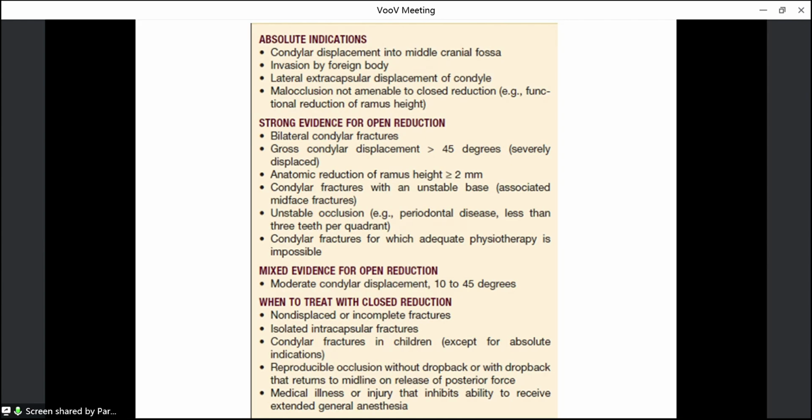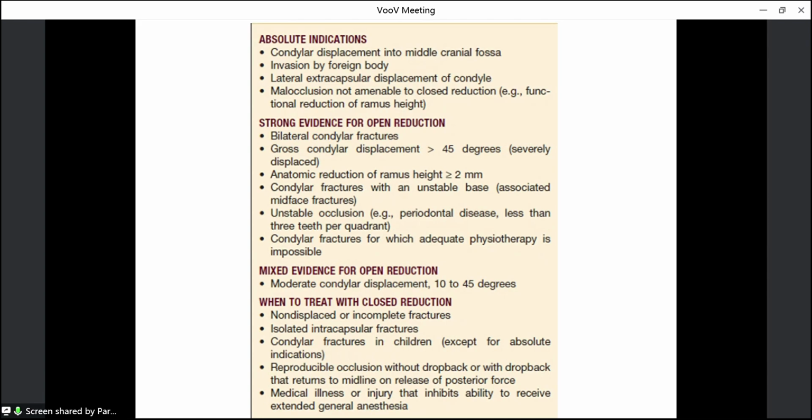Condylar fracture with an unstable base. If it is associated with a midface fracture, if the midface itself is fractured, you can't get the proper occlusion because the midface is also fractured. So in such cases, it's better to operate surgically. Unstable occlusion, like in case of periodontal disease, with less than 3 teeth per quadrant. In such cases also, you will not find the occlusion because most of the teeth are missing. Due to periodontal disease, teeth are mobile, and if only less than 3 teeth are present per quadrant, you could not get the occlusion. In such cases also, it's better to operate surgically.